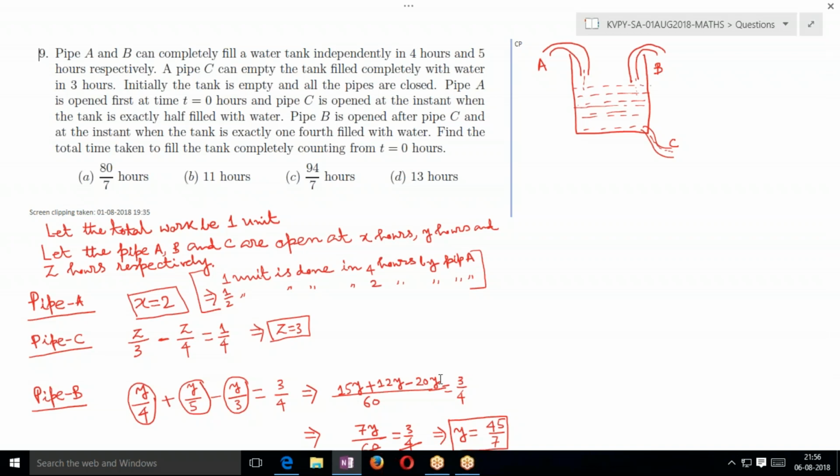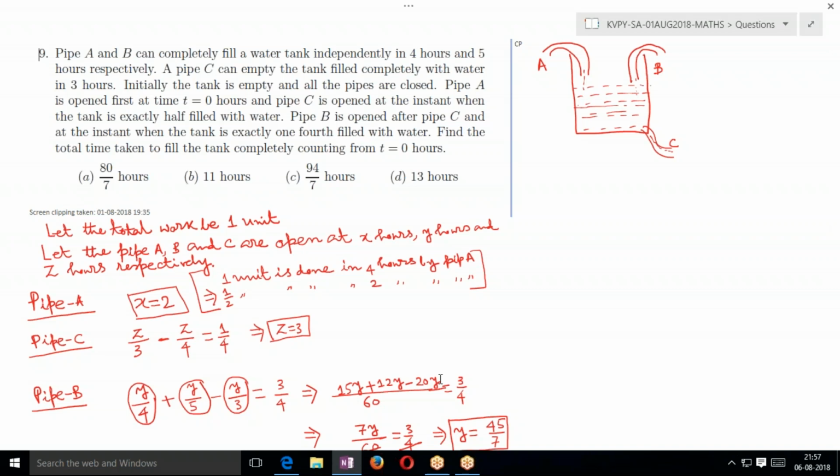1/4 filled with water means what? How much is remaining? How much is empty? 3/4. So that means 3/4 has to be filled up, because that is our task. That is the 1 unit of task, to completely fill up the tank. Now for that we are running that entire activity for y hours. In y hours there are two pipes adding water to the tank, pipe A and pipe B, and one pipe releasing the water from the tank, that is pipe C.